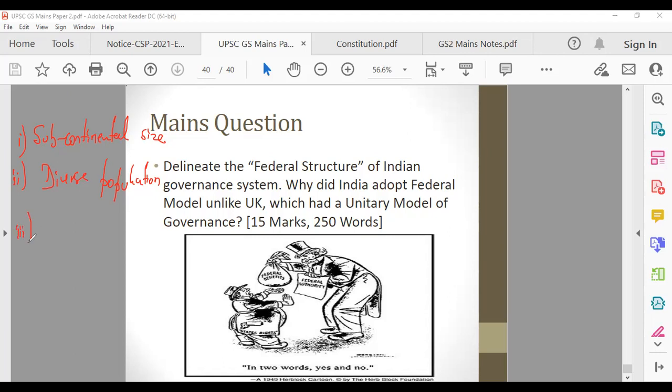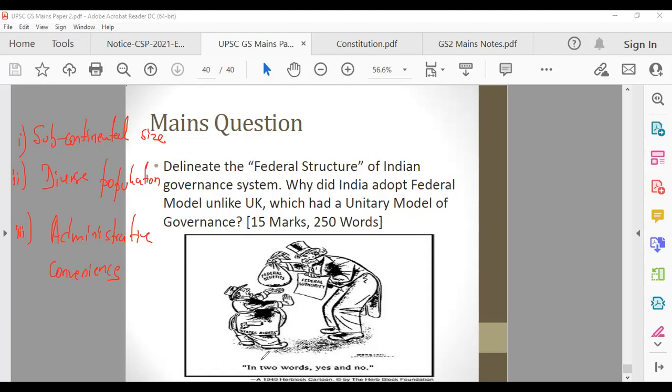Then administrative convenience. If you have all the power concentrated in the center, then if the center is not working properly, the whole country will be in disarray. But if you have divided power, given power to different areas, then it becomes much easier to rule over the country because different entities are taking care of different regions. So this is administratively very convenient as well. These are some of the major reasons why India adopted a federal model: we are huge, and the diversity here is very, very huge, not even comparable to the UK. The UK has many immigrants, agreed, but our diversity is unparalleled. And then administrative convenience.